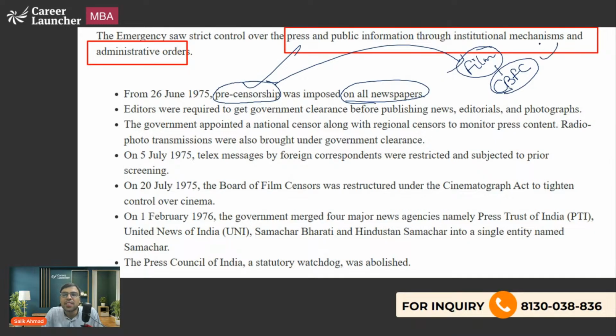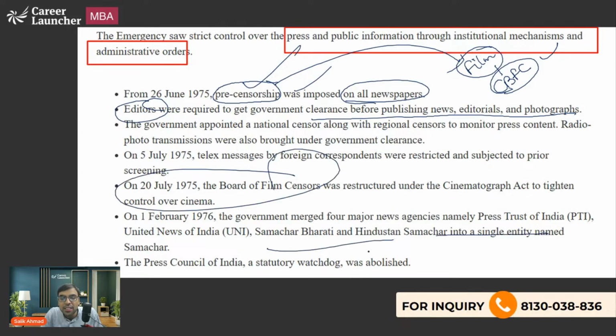Why? Pre-censorship in this case is allowed because film has a huge impact, TV views, etc. So in that case, the government first checks it. And there is a censor board that checks whether there is any scene that needs to be cut or something like that. But newspapers are not subject to pre-censorship. But during emergency, this had happened. Okay. Then of course, editors were supposed to get government clearance before publishing news, editorials and photographs. So many things, film censorship, and many things actually got regulated.